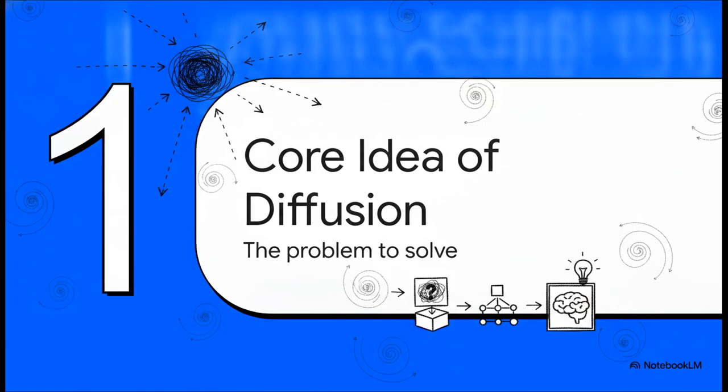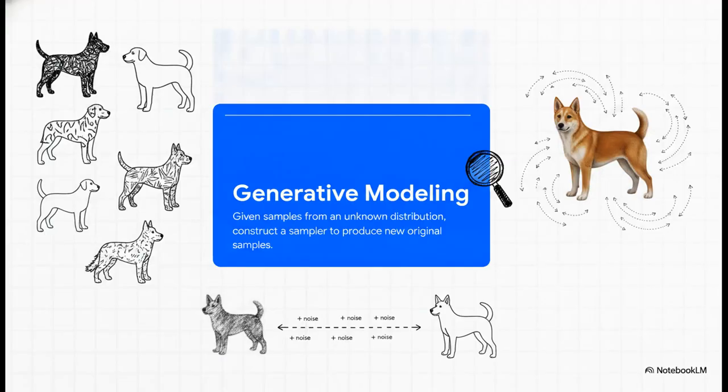All right, let's jump right into part one, the core idea of diffusion. At its heart, generative modeling is all about taking a set of training data, let's say thousands of images of dogs, and figuring out how to systematically create brand new ones. And to be clear, the goal isn't just to copy and paste an existing dog image. We want to build a sampler that understands the underlying dog distribution so intimately that it can hallucinate a totally original, highly realistic image. But here's the catch.